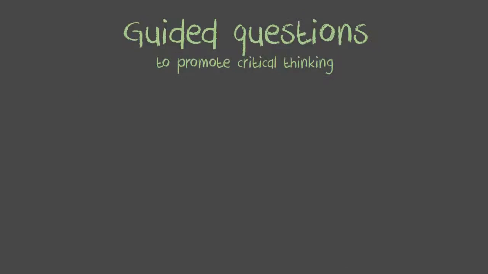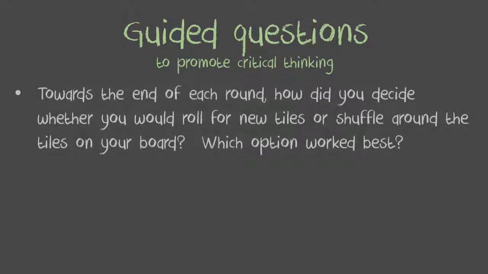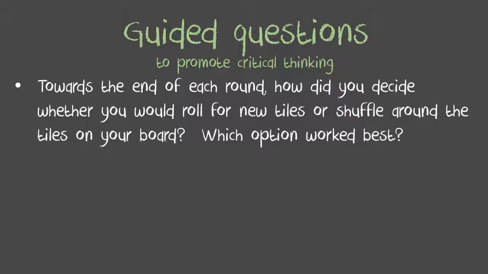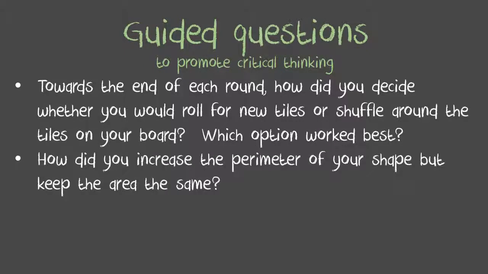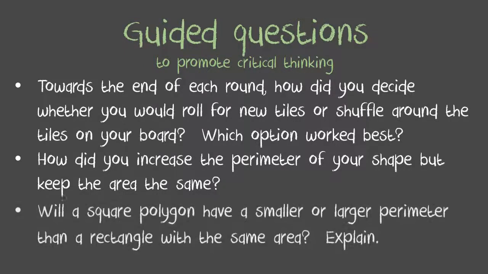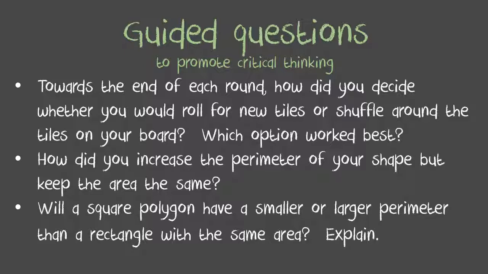Some guided questions to help promote critical thinking were: towards the end of each round, how did you decide whether you would roll for new tiles or shuffle around the tiles that you had on your board? Which option worked best? Was it better to continue gathering up tiles or to move the ones that you had? And how did you increase the perimeter of your shape but keep the area the same? And will a square polygon have a smaller or larger perimeter than a rectangle with the same area?